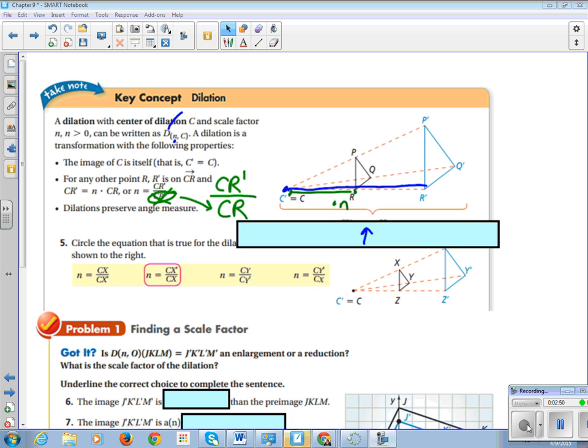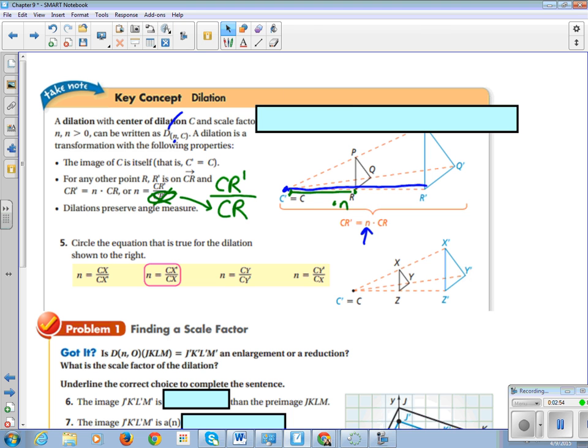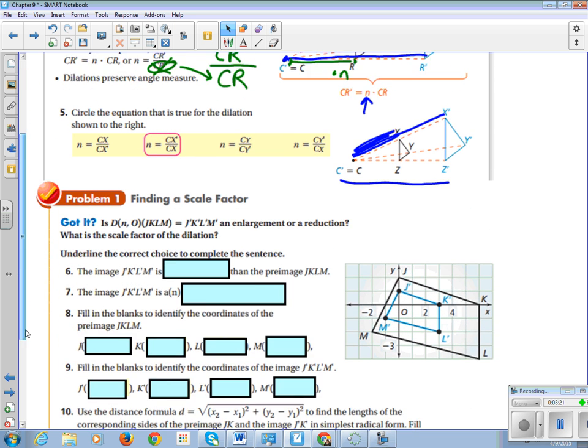So N is equal, in this scenario down here, the scale factor is equal to, let's see, CX prime over CX, which is here. So the prime always goes in the numerator. That's how I'm remembering it.